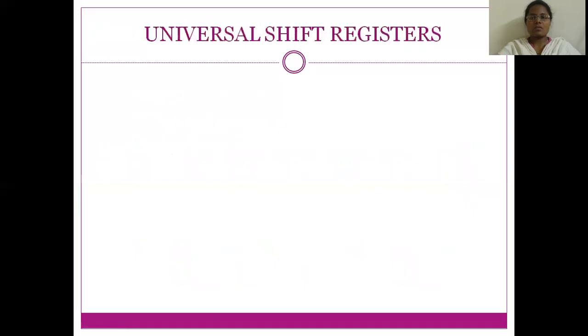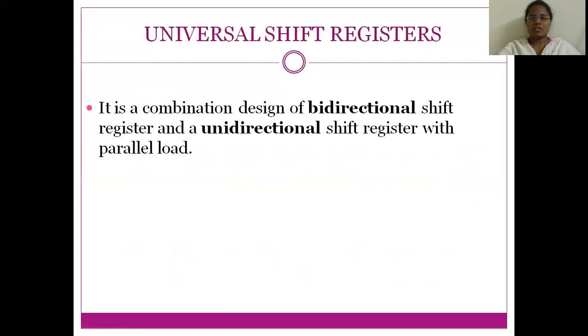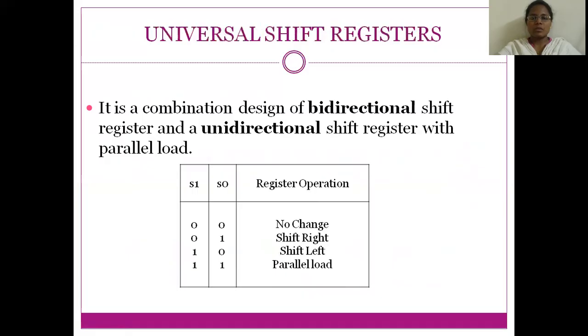So now we'll be seeing the universal shift register. This is the universal shift register. A universal shift register is nothing but a combination of unidirectional and bidirectional shift registers with a parallel load. This is the truth table of a universal shift register.